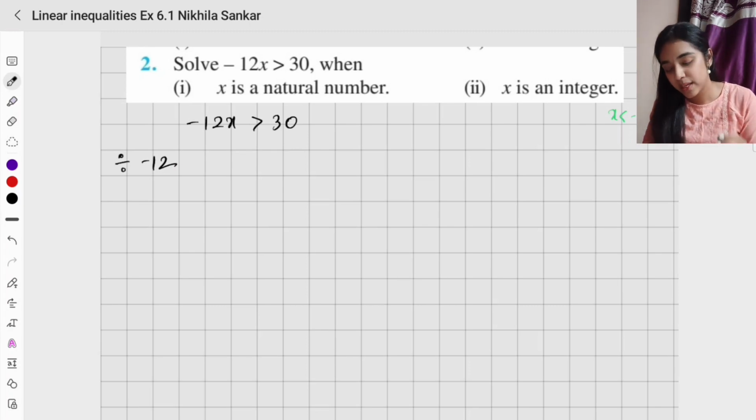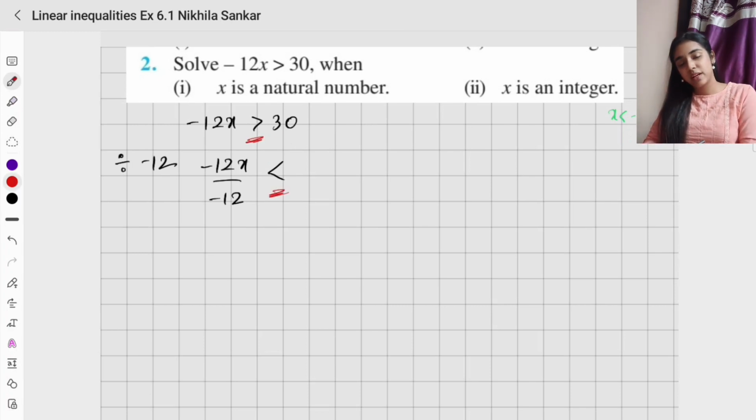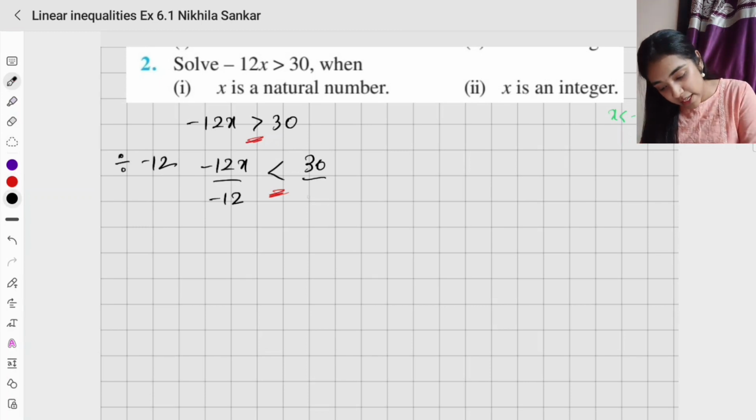Okay. Rule number 2. Please understand. Please remember. So, I have minus 12x divided by minus 12. Greater than becomes less than. Please pay attention. The greater than symbol becomes the less than symbol whenever you are multiplying or dividing by a negative number. There is no problem with subtraction and addition. Only in multiplication and division does the inequality reverse. Okay. So, 30 divided by minus 12. So, I have minus 12 and the minus 12 gets cancelled.